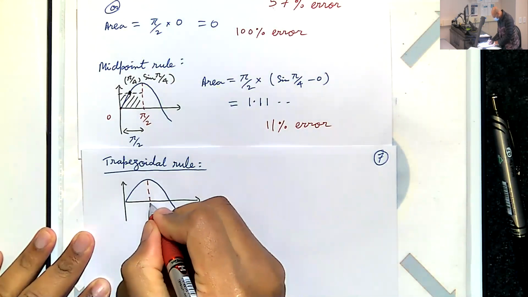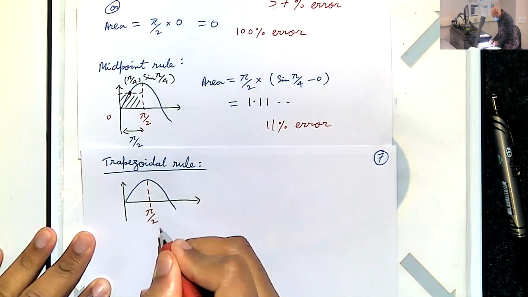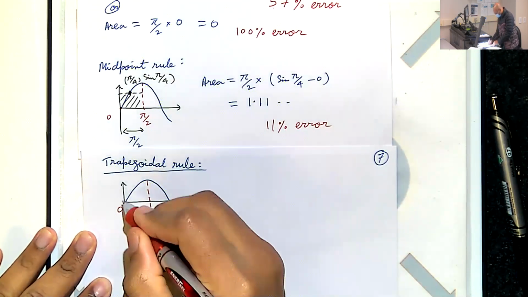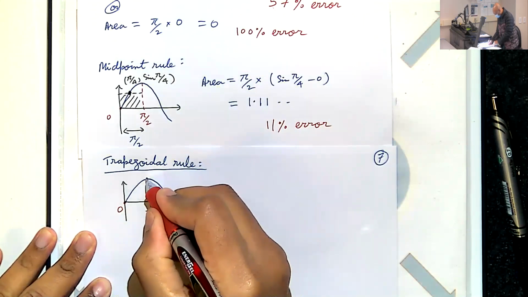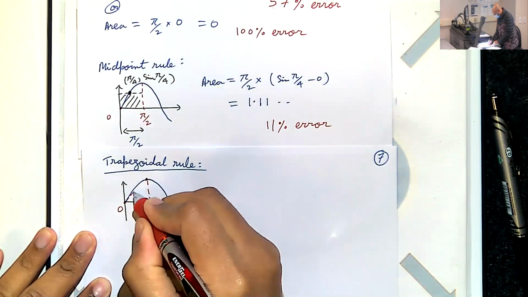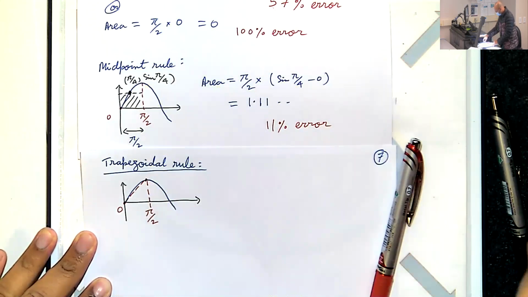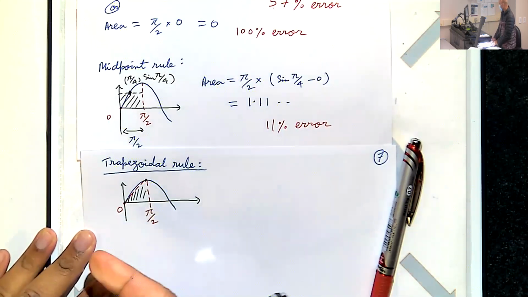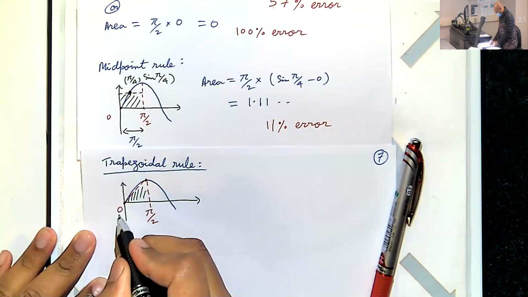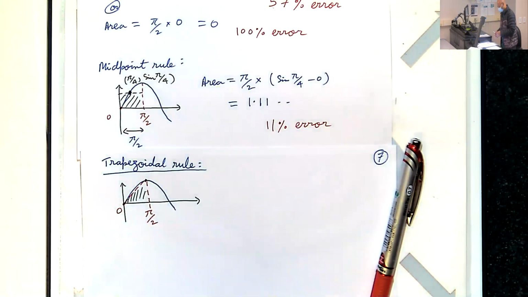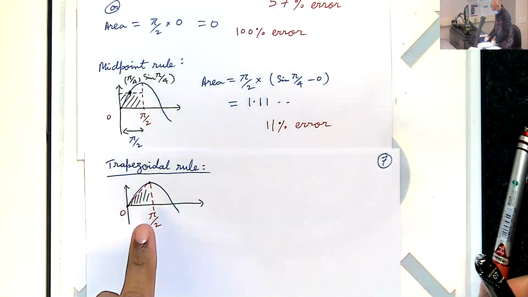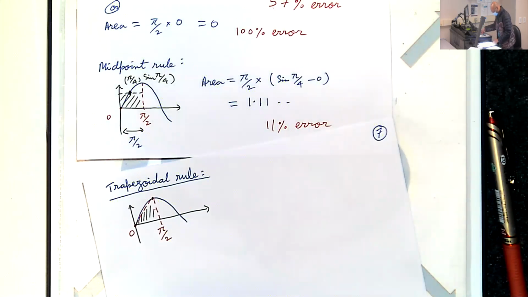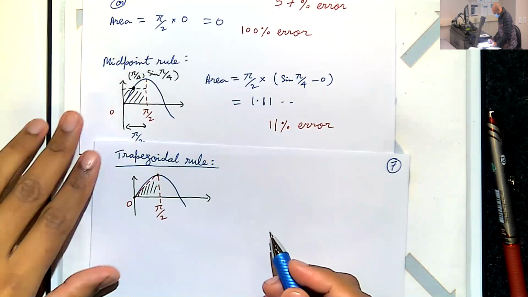All right, and if you remember, the only thing that we need to do is draw a straight line between the 2 points. And then whatever is enclosed within this trapezoid, in this case, it turns out to be a triangle because this height is 0, but in general, it'll be a trapezoid. So this area of the trapezoid will be our approximation. And we know how to compute the area of the trapezoid.